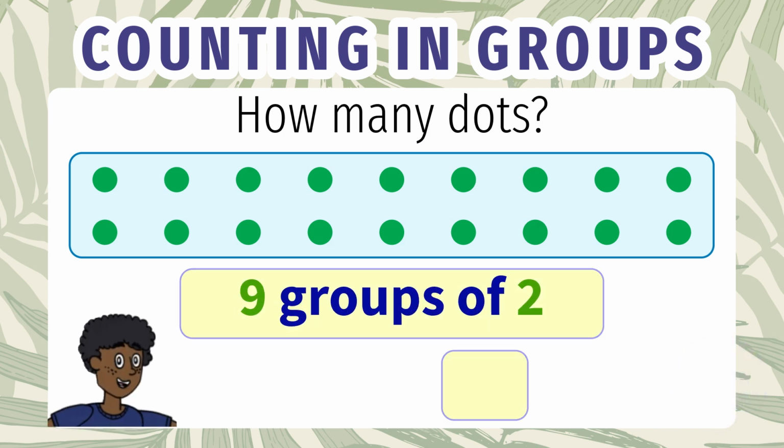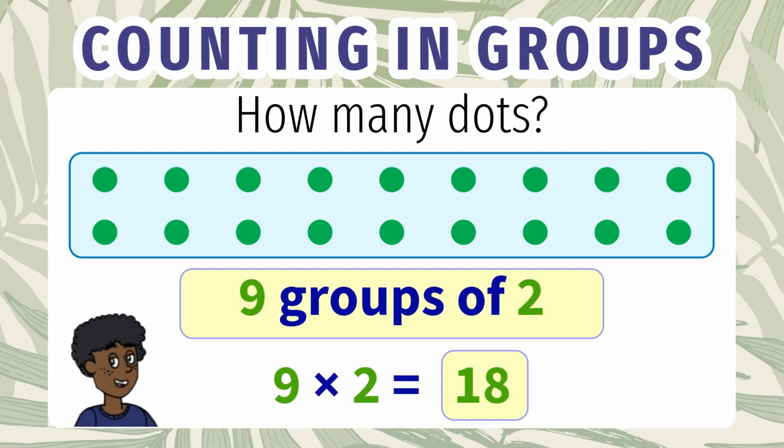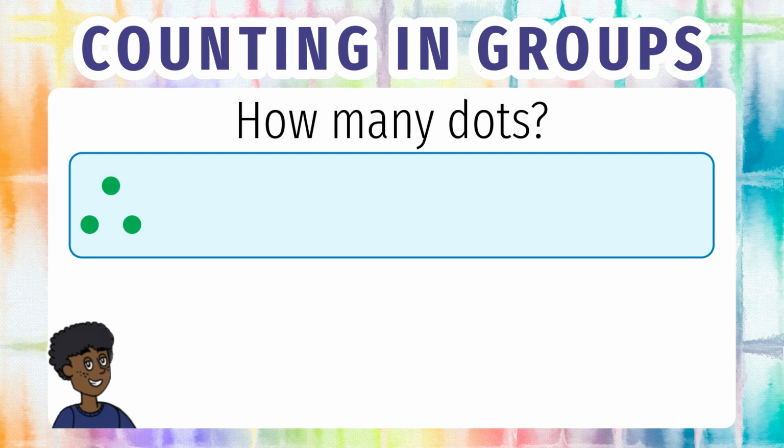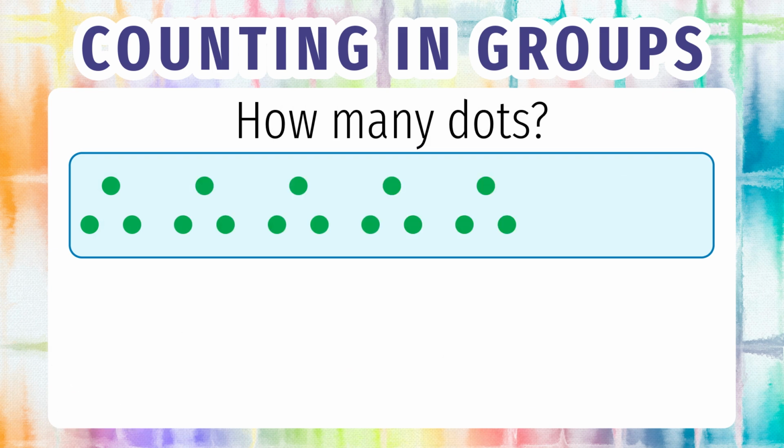Counting the dots is easier if you count in groups of, say, 2. Here there are 9 groups of 2. 9 times 2 is 18. There are 18 dots. How many dots are shown now?